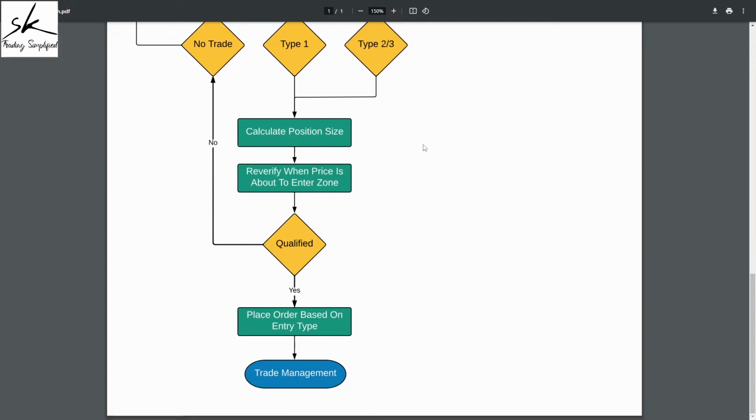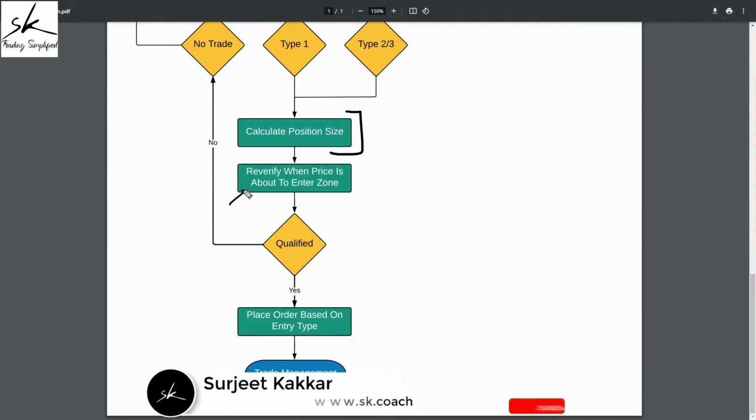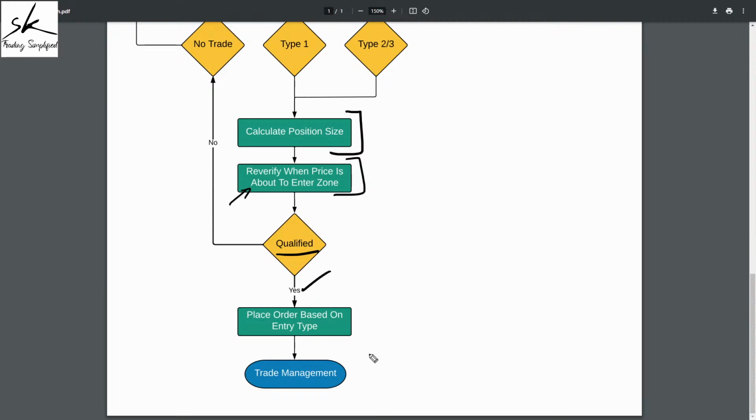Now, no matter how high the quality or the probability, we understand that any trade can be a stopped out trade. So we need to be ready for the worst case scenario, for which we'll have to do a position size calculation. Whenever the prices are back, you'll have to re-verify, since the markets are not static, markets are dynamic, conditions are changing almost every other second. So you'll have to re-verify, does it still qualify based on my trade plan? If the answer is yes, you place your order based on the entry type.